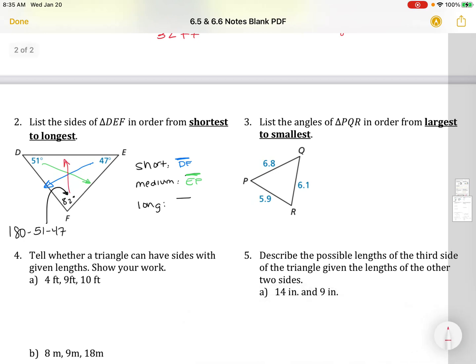And my longest is across from 82 degrees, and that is DE. Okay, so now you know how to order sides given different types of information, and order angles as well. Let's learn our next skill.